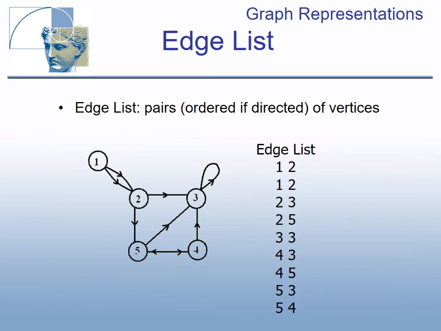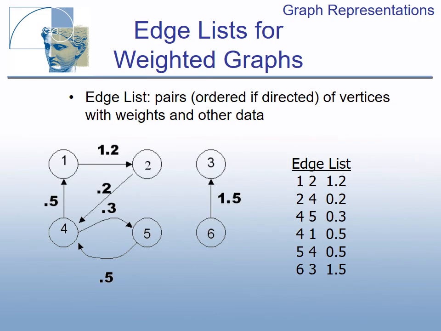The first option for graph representation is an edge list. Edge list is a list of pairs of connected vertices. Pairs are ordered if a graph is directed. In the slide you can see the edge list for the drawn graph. For many applications, it can be useful to assign weights to edges. A directed weighted graph with its edge list is presented in this slide.